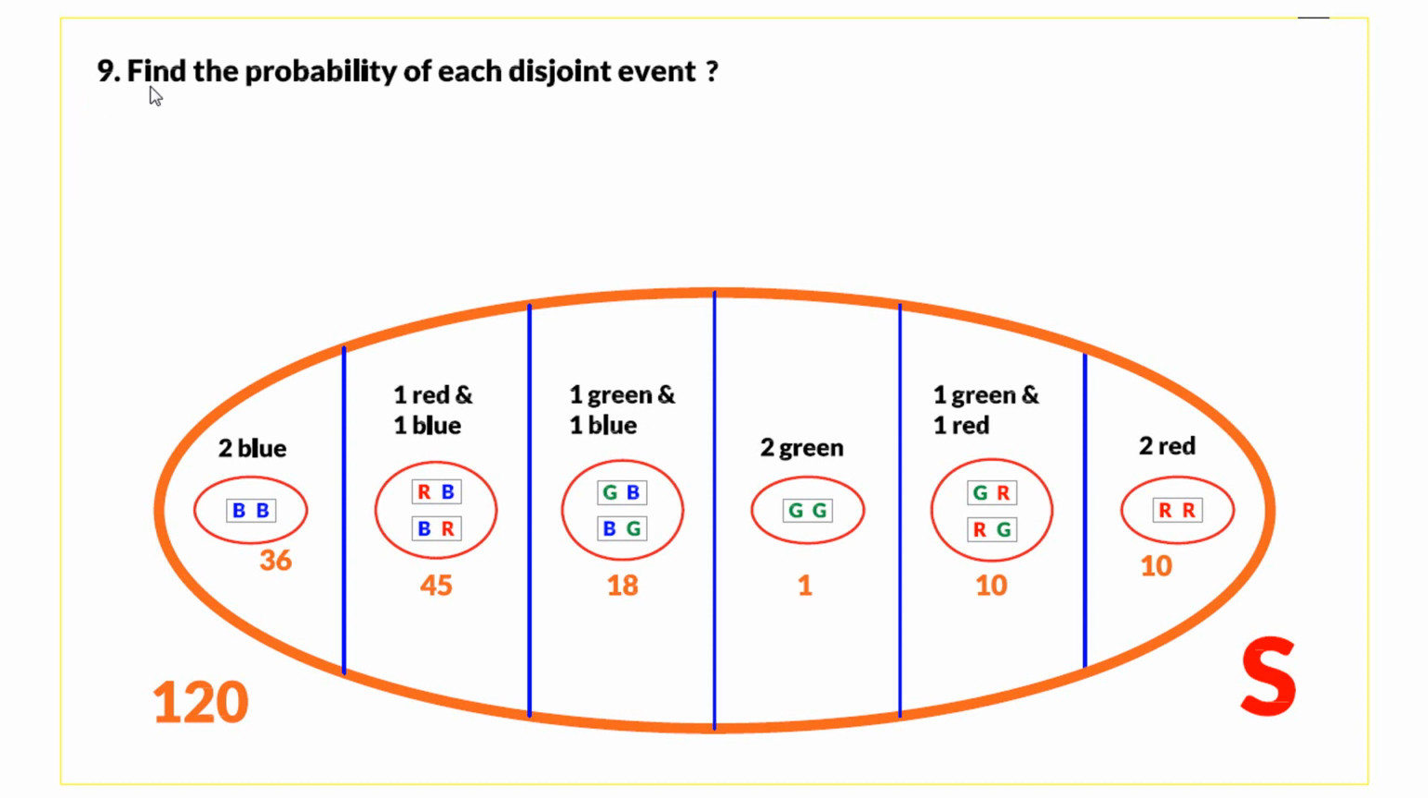Question number 9. Find the probability of each disjoint event. So what we have to do, we have to divide every favorable outcome for each event over the number of elements in the sample space. So we do that for each event, and now we answered the question.